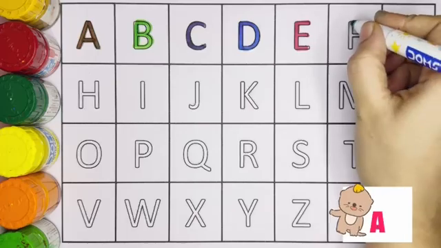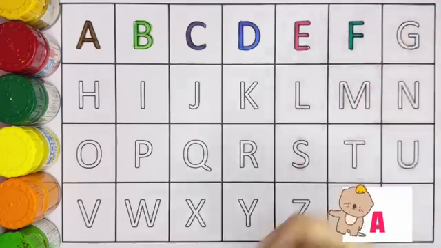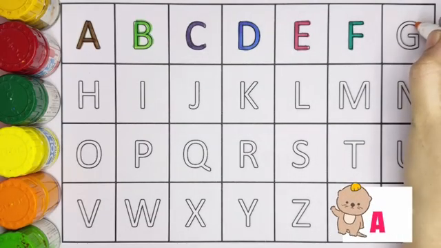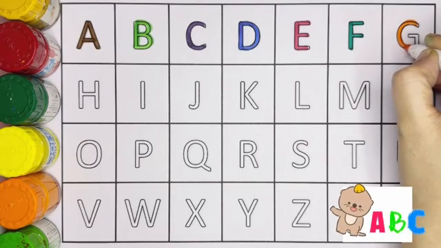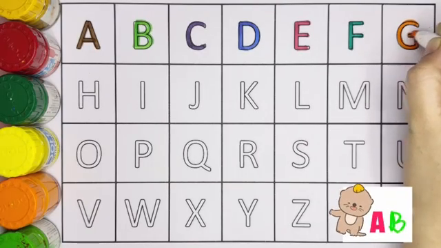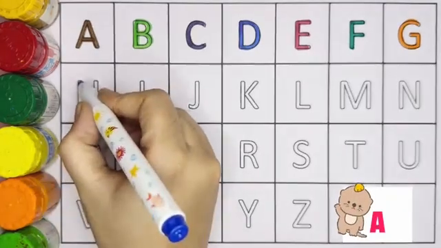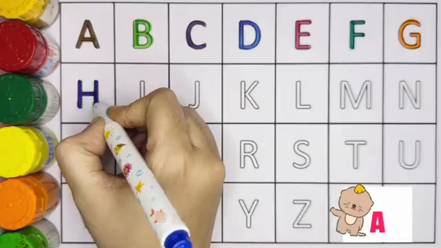Next is F. F for fish. Next is G. G for giraffe. H. H for horse.